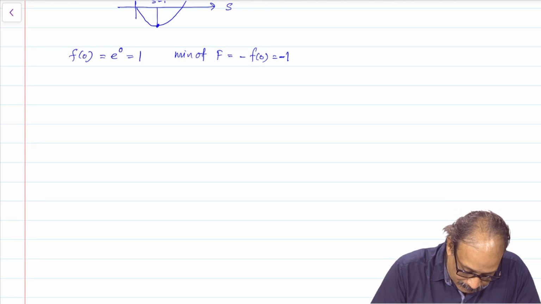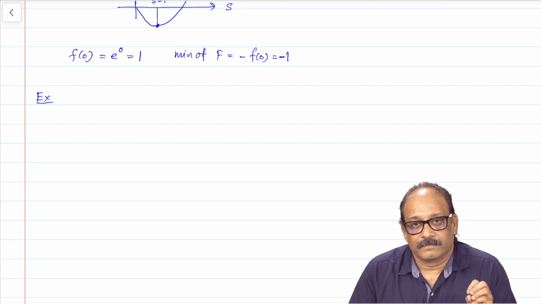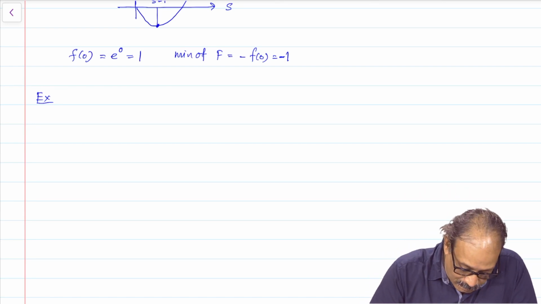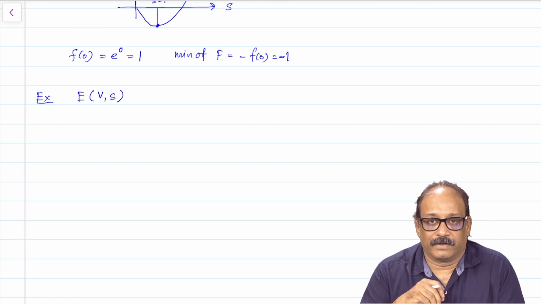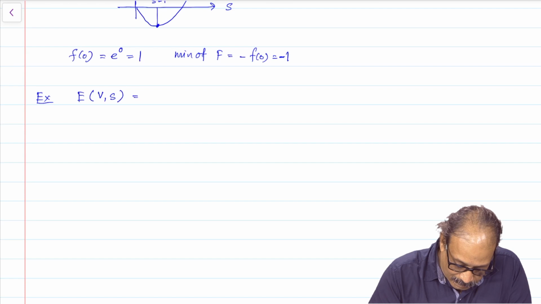Now, an example from thermodynamics. In thermodynamics, you define the energy of the system. The energy of the system, typically the thermodynamic variables are V and S. This is the internal energy.